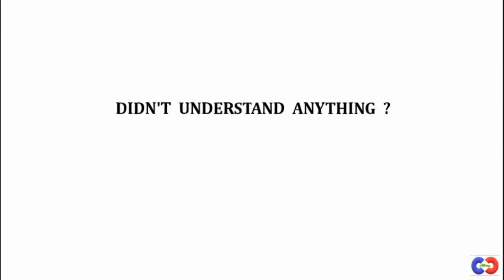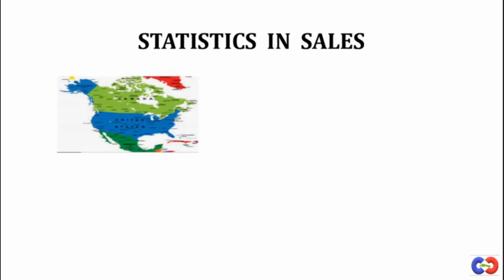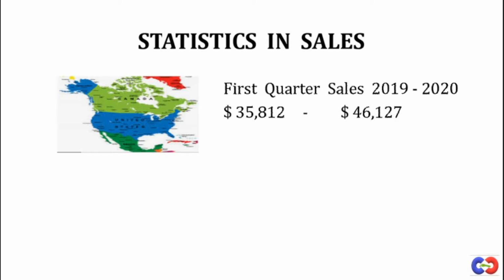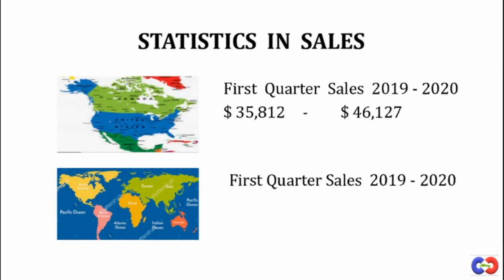You didn't understand anything? No worries. Let's try to understand it more precisely. Let's take the example of an e-commerce giant who is selling t-shirts in the North American region. We see that sales of the first quarter in 2019 were $35,812, and in the first quarter of 2020 the sales are around $46,127 US. Internationally, the sales of the first quarter are around $16,192, and in 2020 it's $19,106 US. By seeing these numbers, we can roughly come to a conclusion that sale value has increased from 2019 to 2020 in the North American region and also internationally.